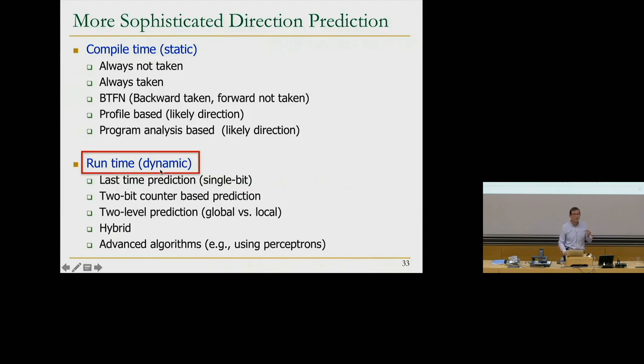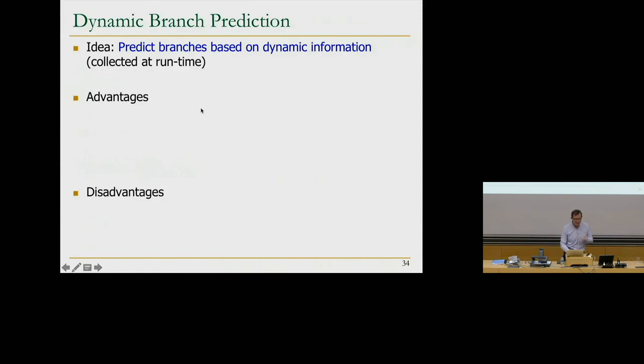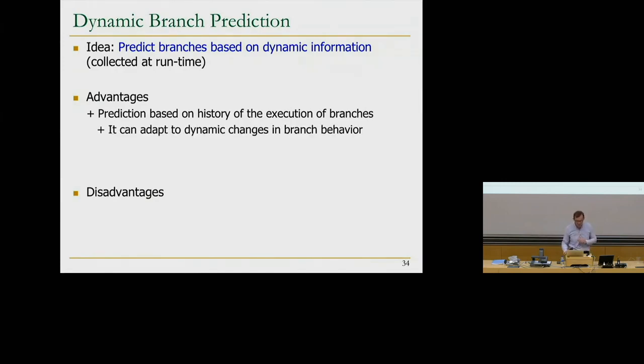So basically, you make use of runtime information that was not available to the programmer or the compiler. The idea is very simple: predict branches based on dynamic information collected at runtime. The advantage now is you know the history of the branch. You can guess better, and we will see how to guess better progressively. You can adapt to the dynamic changes in the branch behavior.